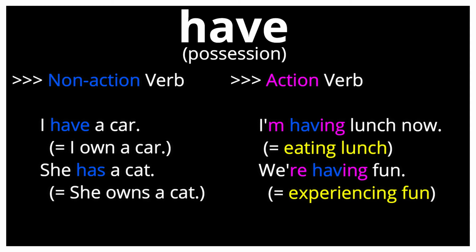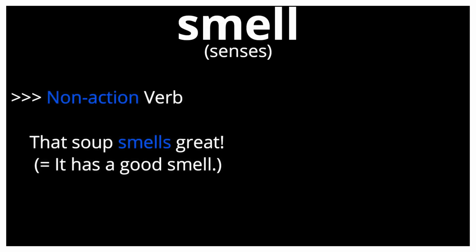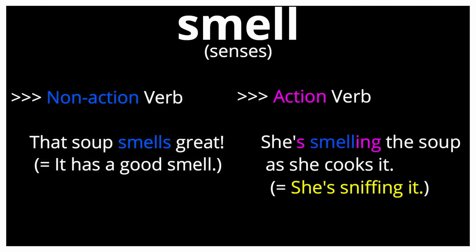In the next set of examples, we're looking at the verb smell. The non-action side first. That soup smells great. It has a good smell. And in the action verb example, we see she is smelling the soup as she cooks it. So she is smelling it, she's sniffing it. That's an action. All right, let's look at one more.